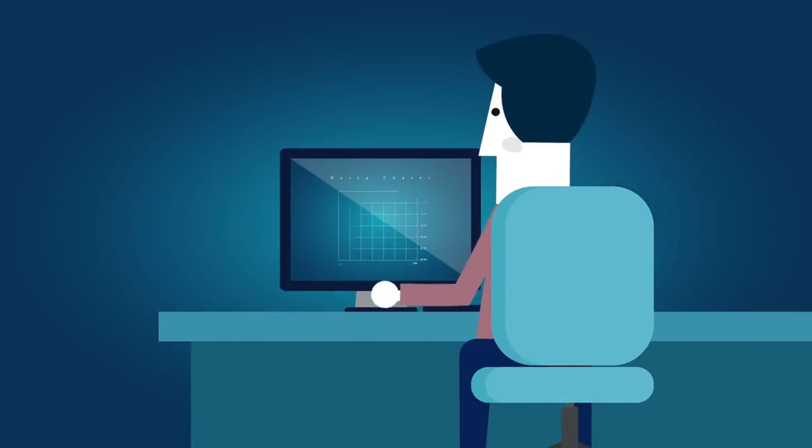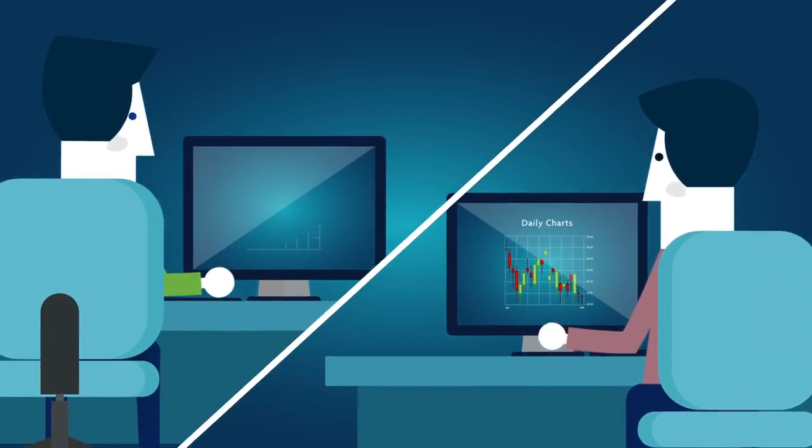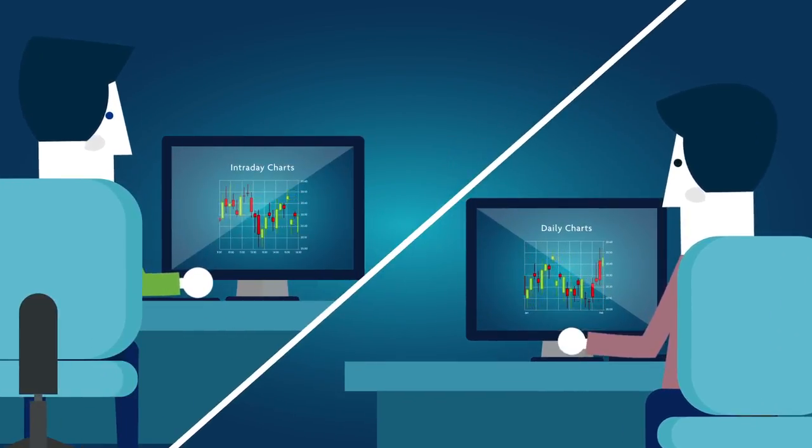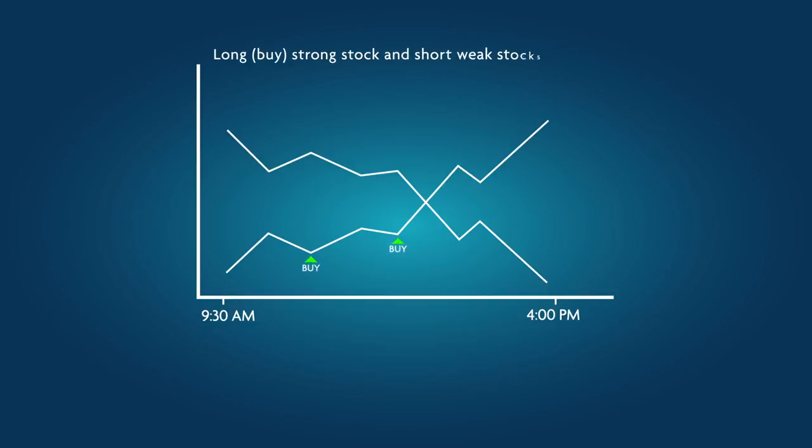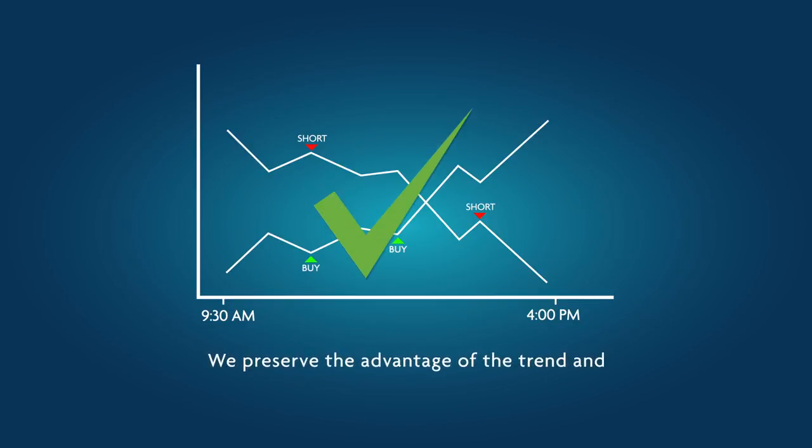Swing traders who want to hold a stock for one or more days will look for the trend on the daily chart, in which each candle represents one day, while intraday traders will identify and buy stocks over intraday trends based on 5-minute candles. Trading with the trend allows us to long, buy strong stocks that are rising, and to short weak stocks that are dropping. In this way, we preserve the advantage of the trend and increase our chances of success.